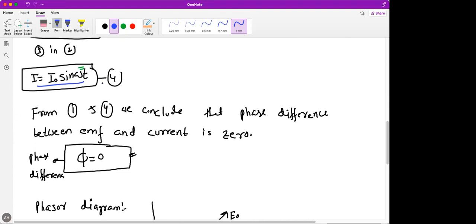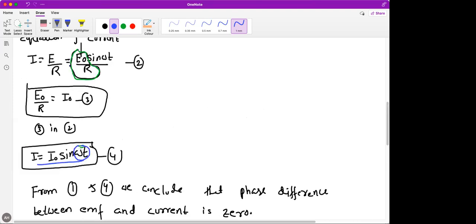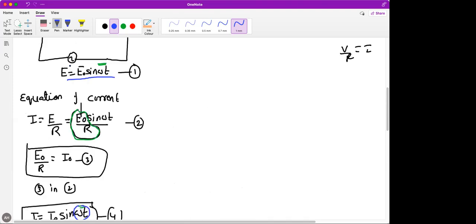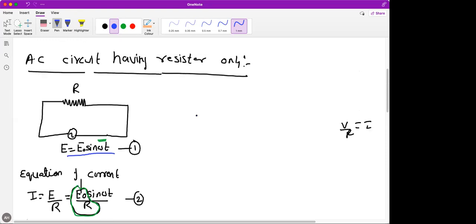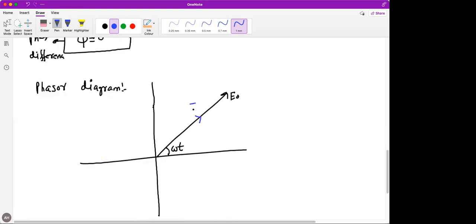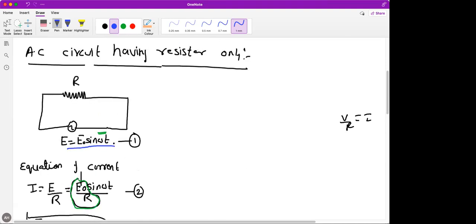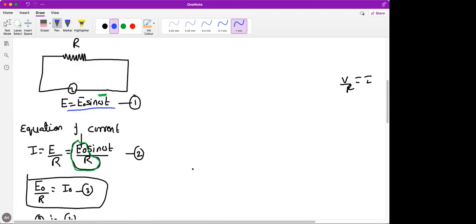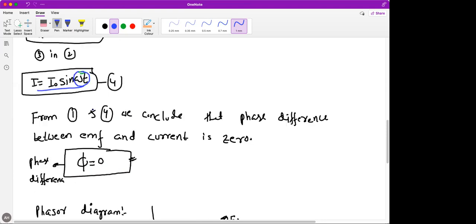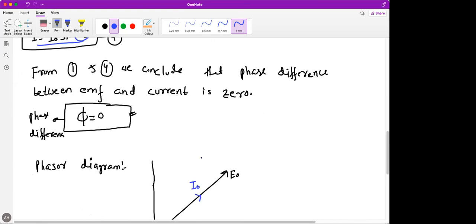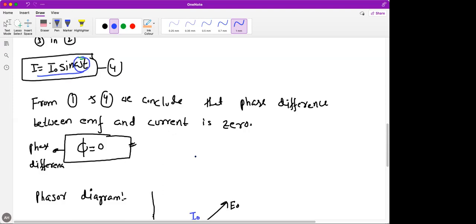See, what's the phase difference for current? Omega t. What's the phase difference for EMF? Omega t. So both have the same angle with the horizontal. Their phasor diagrams should coincide because they have the same phase. When I draw it for EMF, I take angle omega t with respect to the x-axis. When I draw it for current, it's the same angle omega t. So both E and I are coinciding. Is it clear?